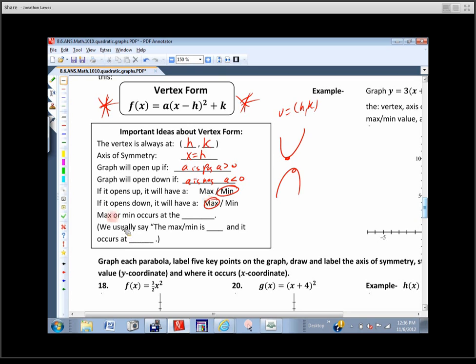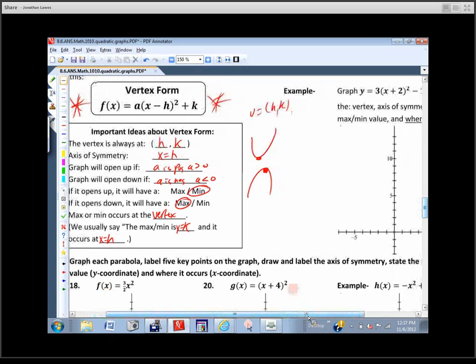Okay, either way, whether it opens up or down, the maximum or minimum always occurs where? At the vertex. Okay, and we usually say it this way. We usually say either the max or min is, and we give it a y coordinate. So we say the max or min is y equals k, and it occurs at x equals h. Okay. Any questions?